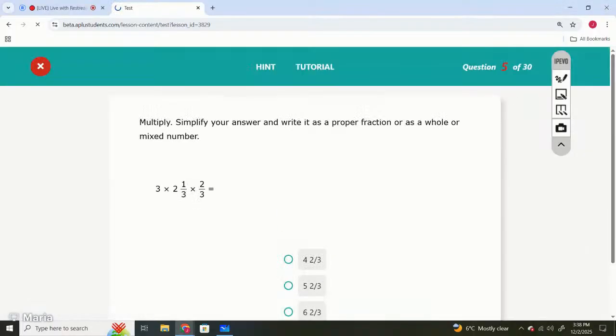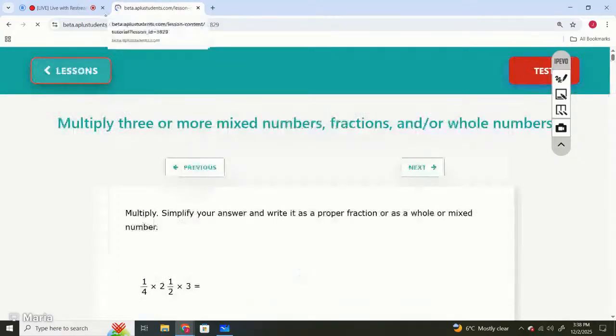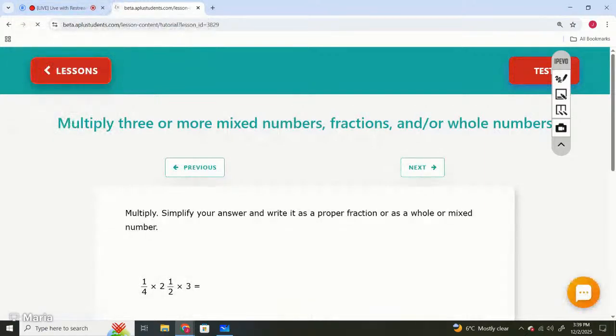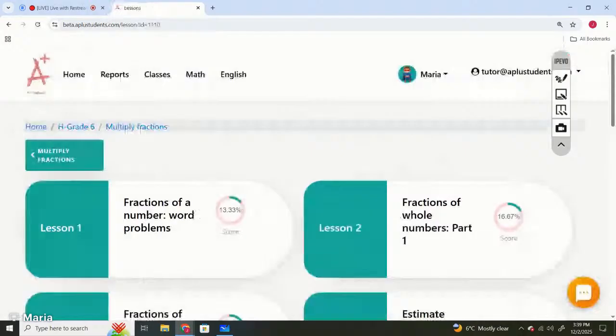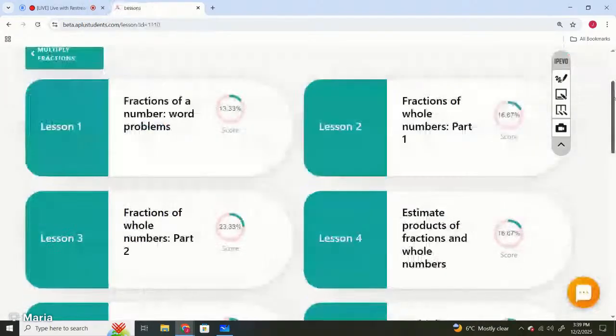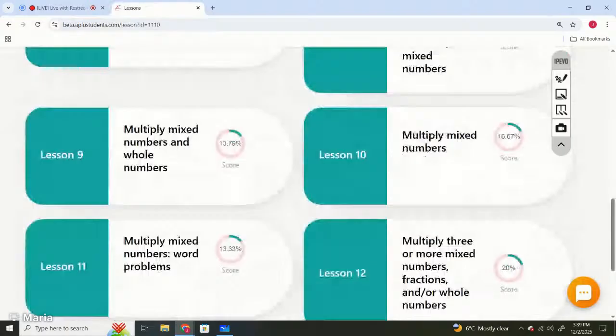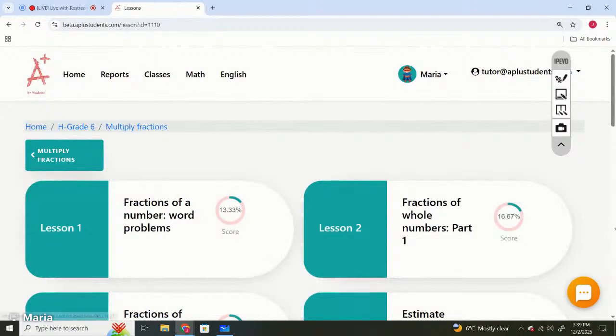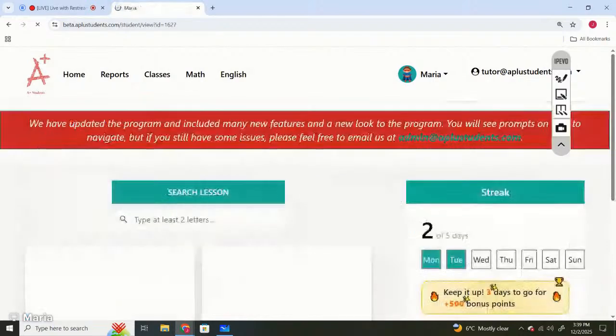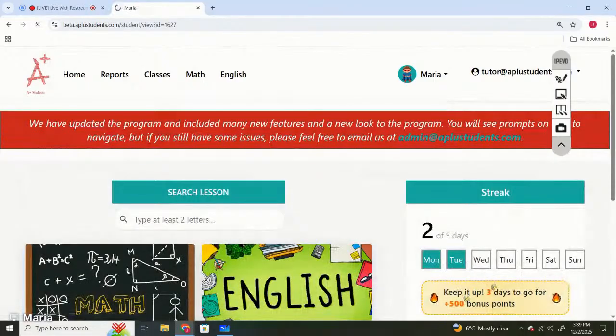Okay, you can complete the lesson by yourself later today. So we were working on grade 6 math. The chapter we were working on is multiply fractions. The lessons we have covered today are multiply mixed numbers, problems you have to do on your own, and multiply three or more mixed numbers, fractions, and or whole numbers. So please make sure before the next session you complete the lessons we just did. That is your homework until the next session.